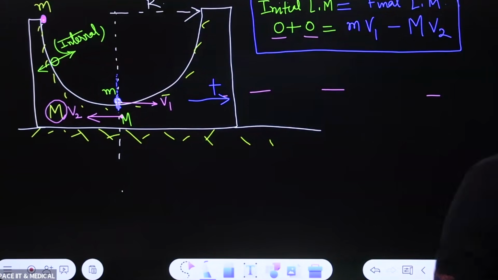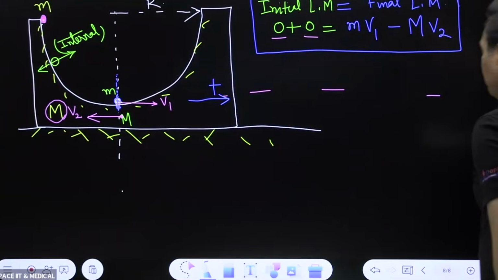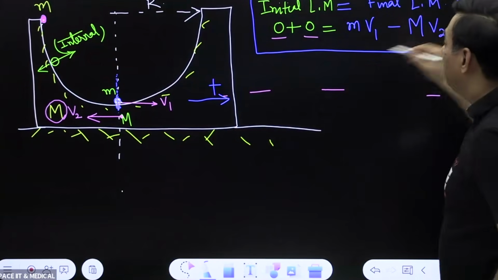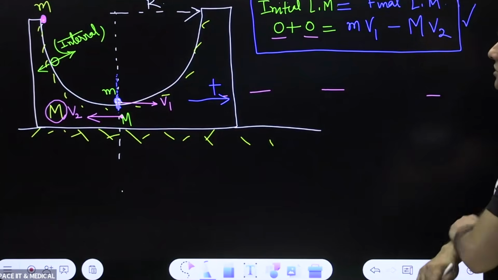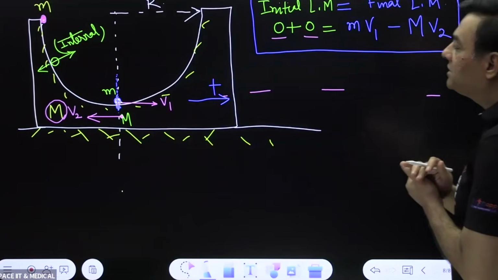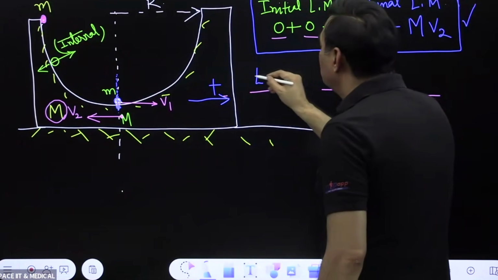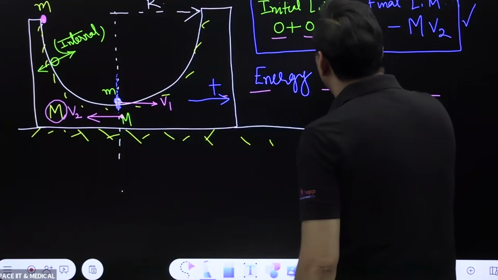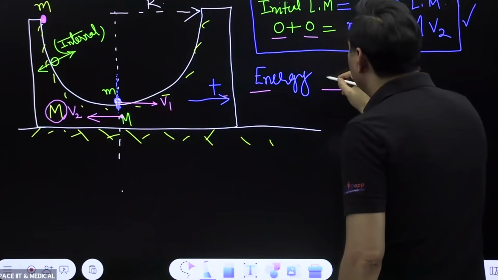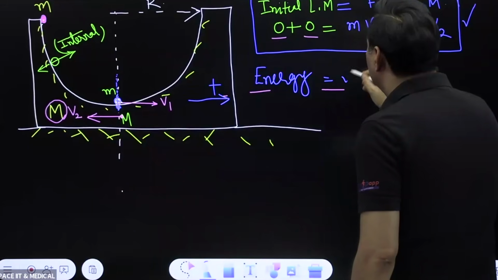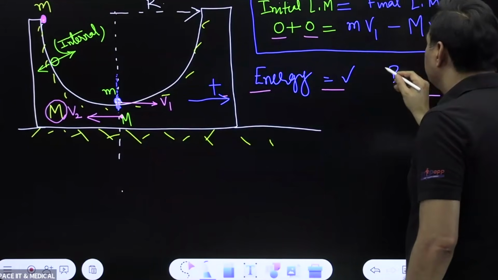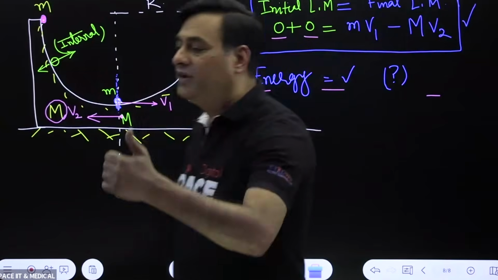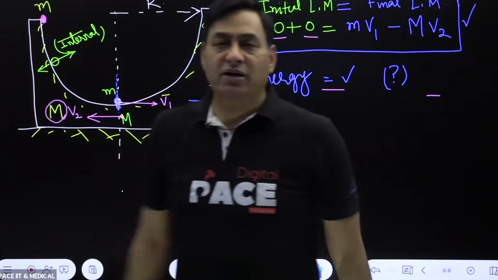Now, next. This is a very beautiful problem. There are a few more things that I want you to understand. Just see this. Linear momentum conservation, we have got one equation. Now my question is, will energy be conserved? Yes or no? Mechanical energy of the system. Yes, sir. It will be conserved, because there is no dissipative force, there is no friction force. So energy is not being lost.